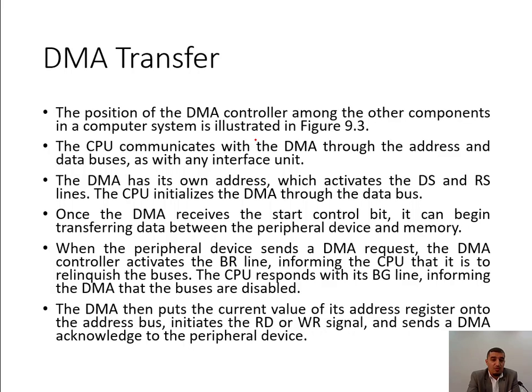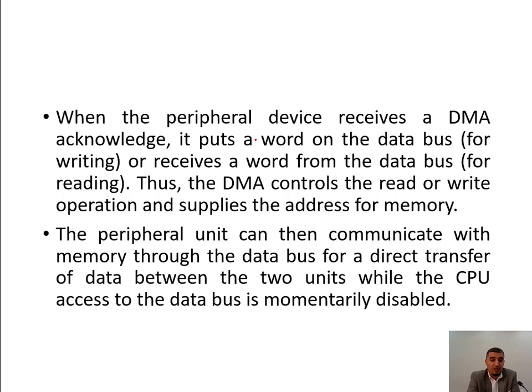memory. When the peripheral device sends a DMA request, the DMA controller activates the bus request line, informing the CPU that it is to relinquish the buses. The CPU responds with the bus granted line, informing the DMA that the buses are relinquished. The DMA then puts the current value of its address register onto the address bus, initiating the read and write signals, and sends the DMA acknowledge to the peripheral device.